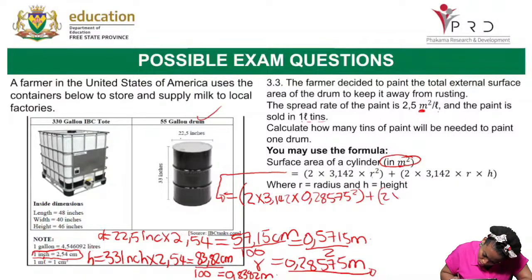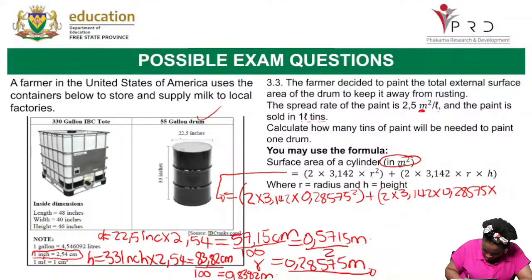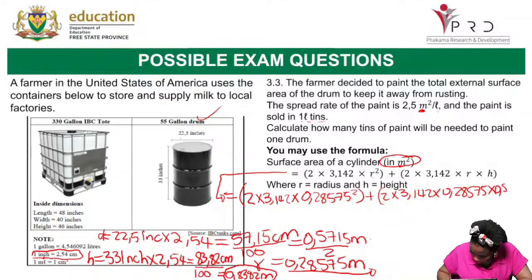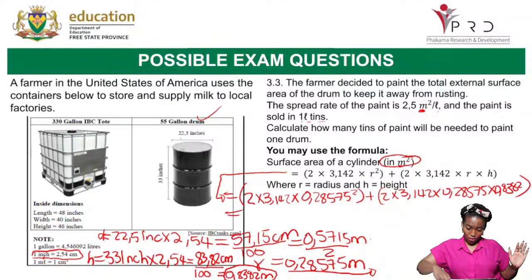Plus 2 times 3.142 times the radius, which is 0.28575, multiplied by the height. What is our height? Remember, this is our height there in that corner. 0.8382. Close the brackets. Whew, I'm glad everything was able to fit.